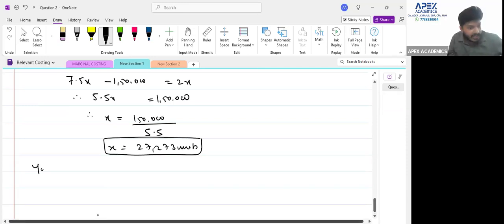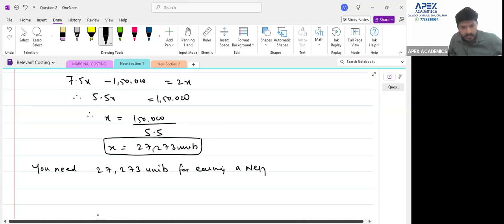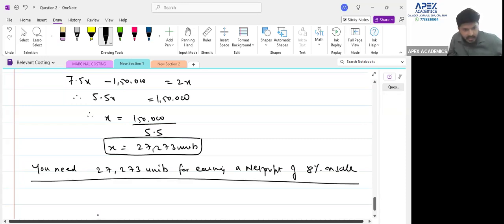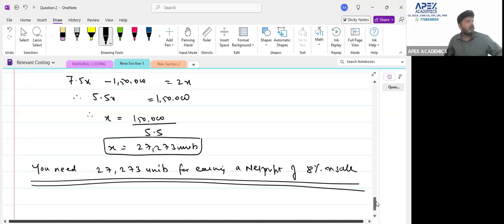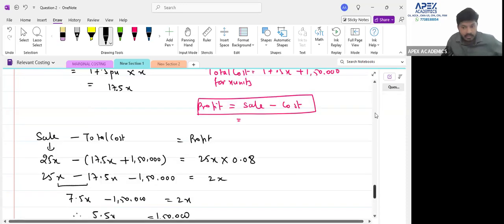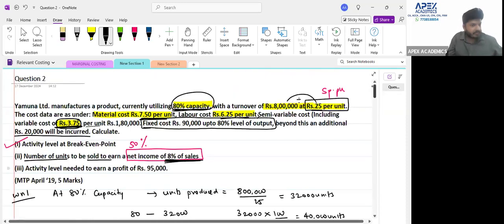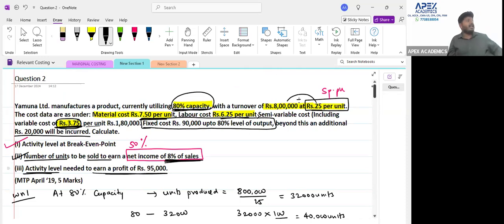So, you need 27,273 units for earning a net profit of 8% on sale. Any doubts, any questions, any queries? Please ask me now. Clear? Now look at the third point. This is done. Third point. What is the activity level needed to earn a profit of 95,000?